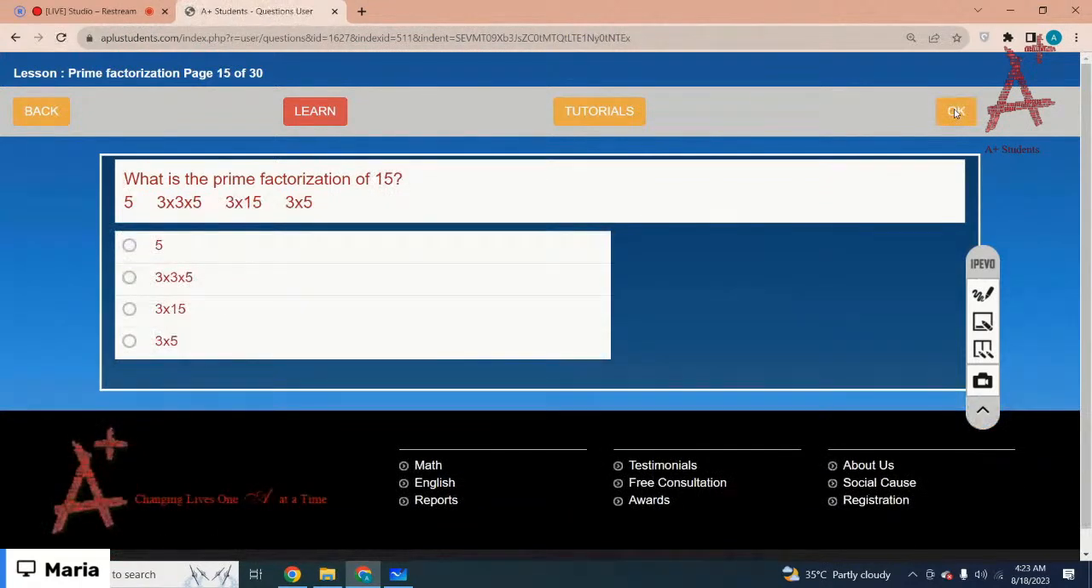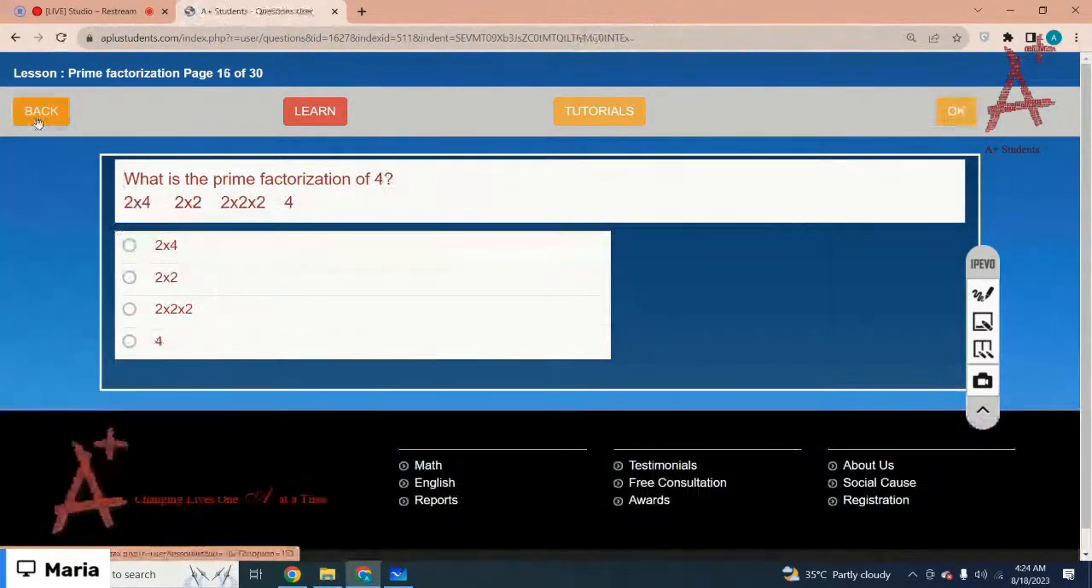What is the prime factorization of 15? Which is the correct option? 15, it is 3 times 5. The correct option is 3 times 5, right?